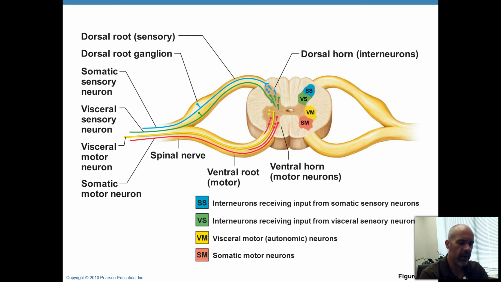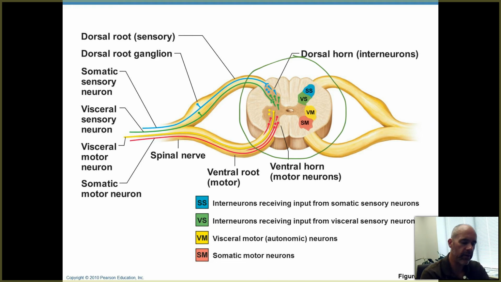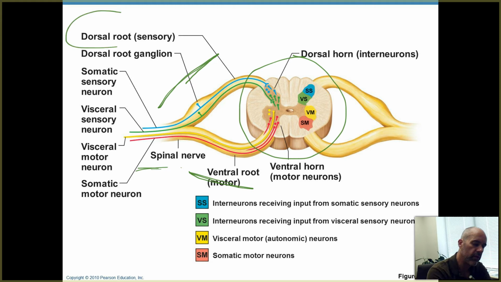Okay, so a little bit more about neuron networking here, and here we're zooming in to more detail. This is a cross section through the spinal cord like we were looking at on the last slide. You've got spinal nerves that branch off of the spinal cord. As they approach the spinal cord, they actually divide up into two branches called roots. On the back side, you have the dorsal root of the spinal nerve, and on the anterior side, you have the ventral root of the spinal nerve.